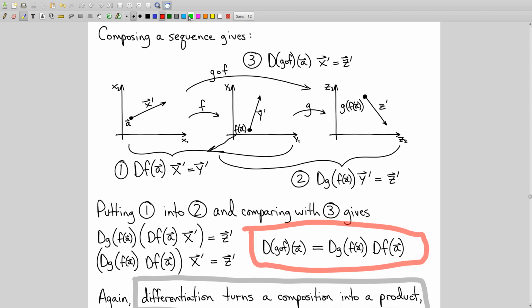Notice that the first function to act is f, which is on the left because it's a diagram. We write diagrams left to right. Right? There's no particular reason, but that's just the way it is.